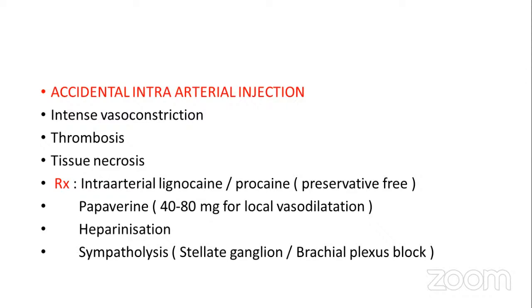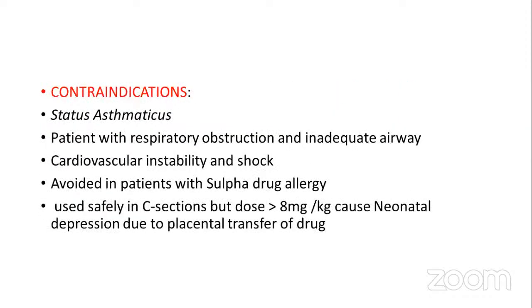If pain is intense, we should do stellate ganglion or brachial plexus block. Contraindications of thiopentone: it should not be given in status asthmaticus with respiratory obstruction and inadequate airway, or in cardiovascular instability and shock, as it causes hypotension. It is avoided in patients with sulfur drug allergy, as it contains sulfur.